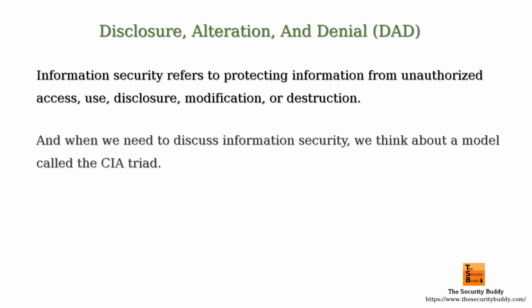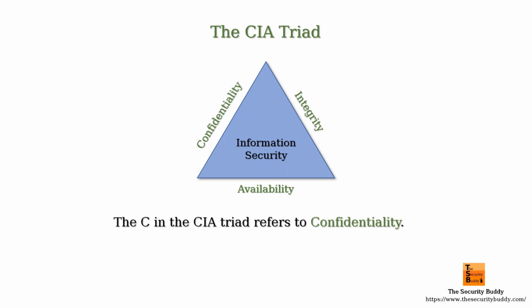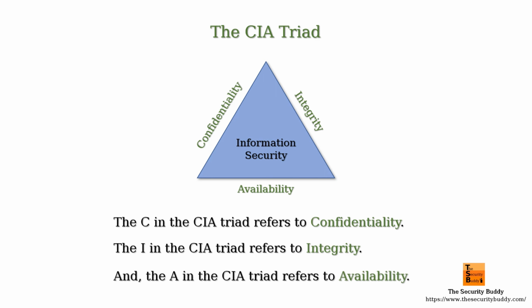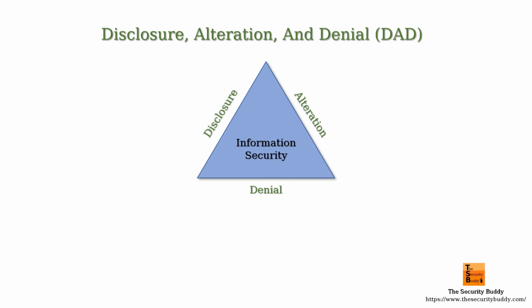And when we need to discuss information security, we think about a model called the CIA triad. The C in the CIA triad refers to confidentiality. The I in the CIA triad refers to integrity. And the A in the CIA triad refers to availability. And when an attacker steals data, the attacker wants disclosure, alteration, and denial of data. Disclosure, alteration, and denial, or DAD, is the exact opposite of the CIA triad.